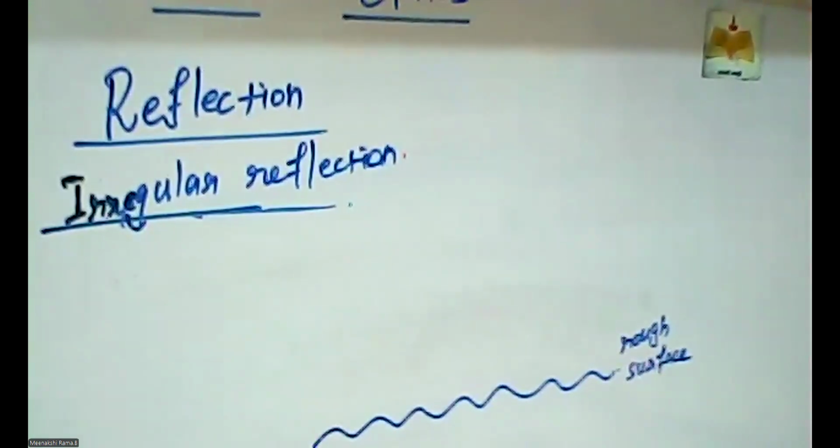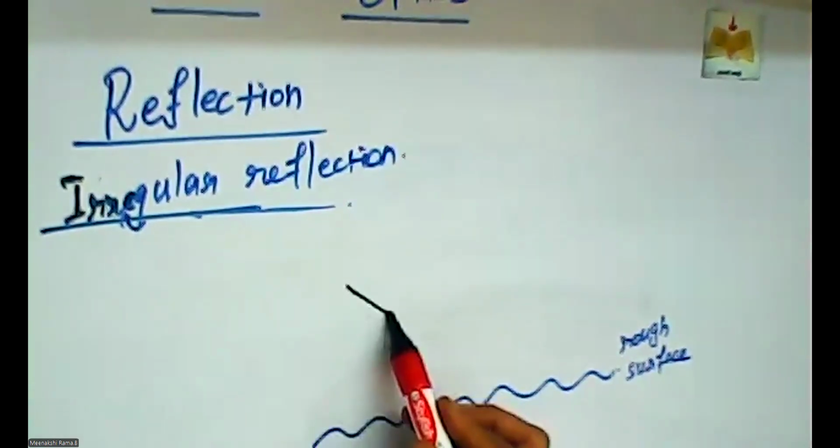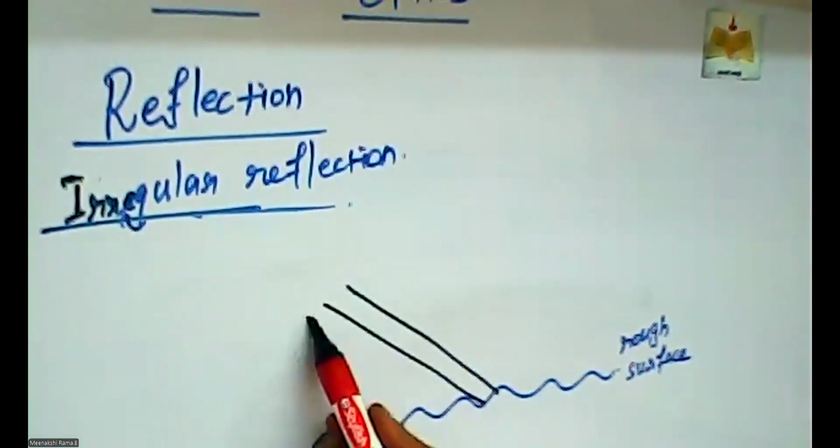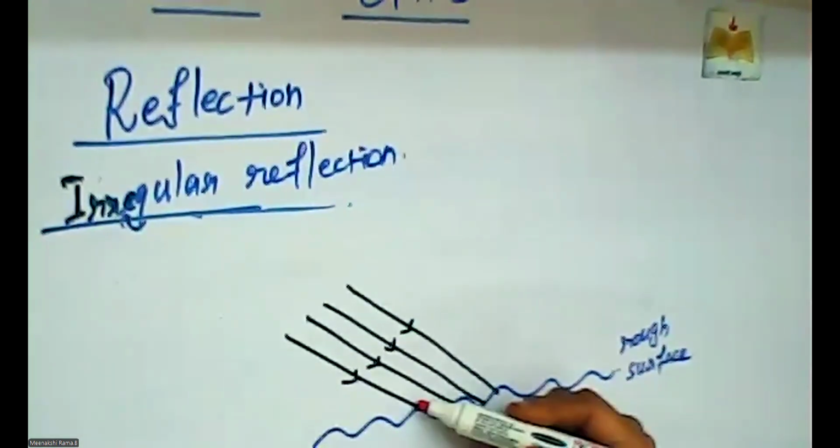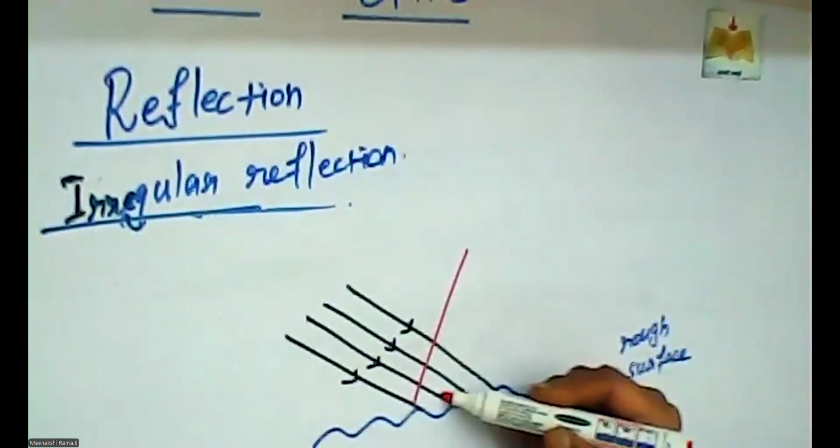This is a rough surface. So here the light falls on that surface, and these are all the incident rays. A beam of light is passed onto the rough surface. After the reflection, the reflected rays are not parallel. So it is in an irregular manner. The reflection is not regular.